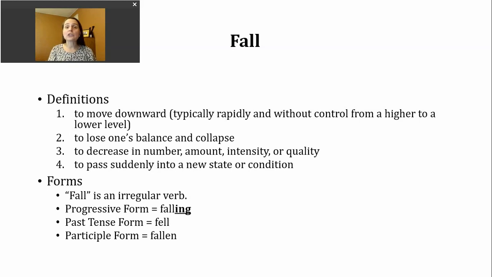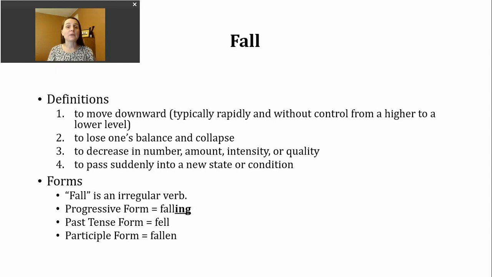A third way we could use the verb fall is to mean to decrease in number, amount, intensity, or quality. An example of this could be in the question, are COVID-19 cases falling in your state or county? Right? So are they decreasing in number? Unfortunately, the answer to that question is probably no in the majority of places in the United States, but I hope you're not in one of those spots.